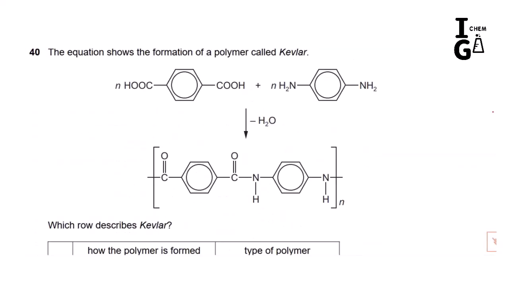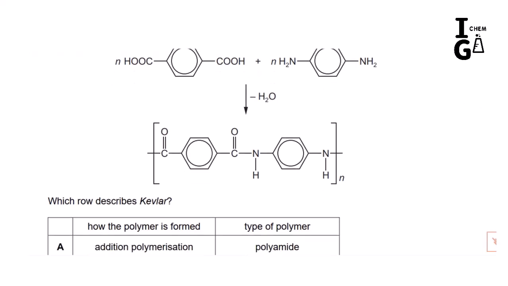Finally, number 40: the equation shows the formation of a polymer called Kevlar. See guys, here this is one monomer, and this is another monomer, and here minus H2O. So it means we make two processes here. We add the two monomers, so we have addition, and then we eliminate a water molecule, so we have elimination. In organic chemistry this process is called condensation. Condensation means addition then elimination of a small part.